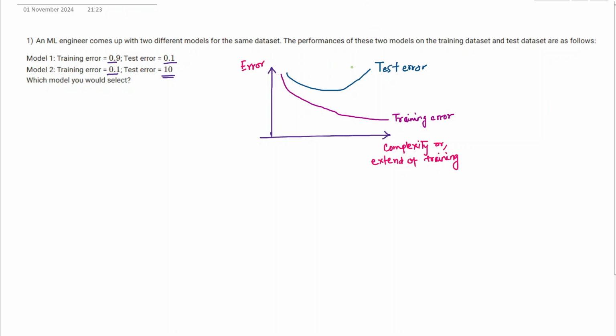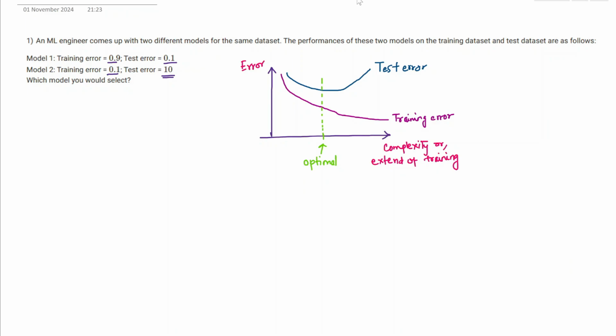Now we know that typically we want the point where the test error is minimum and the training error is also relatively low. This is the optimal complexity for the model, or the model which has this training error and test error is the best fit.